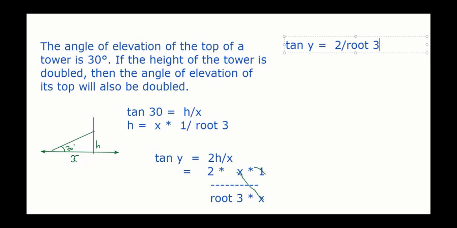I took h as 1, for example. So h is 1, and x would be root 3, since h equals x by root 3. Now if we draw a 60 degree angle and take tan again, the whole height will be triple. Yeah, height will be triple. No, I thought you were saying angle will be triple. Yeah, height would be triple. You are right. So this is a false statement.